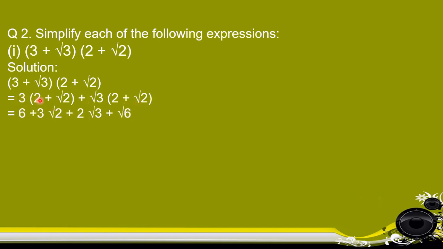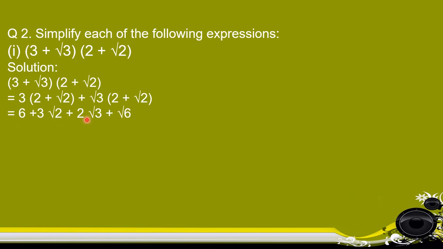Then 3 into 2 becomes 6. 3 into root 2 is 3 root 2, plus root 3 into 2 becomes 2 root 3, plus root 3 into root 2 is root 6. Now here, as in algebraic expressions, we add or subtract the like terms. In the same way here also we will find out the like terms.